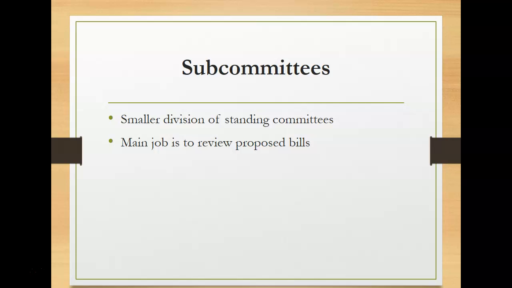Next, we're going to talk about subcommittees. These subcommittees are just smaller divisions of these standing committees. Their main job is to review any proposed bills that have been sent to them by these standing committees. And again, these subcommittees are separate. Okay, the subcommittees in the House are made up of members of the House, and the subcommittees in the Senate are made up of senators, members of the Senate. Okay, and these are also permanent committees. So we have our standing committees that are permanent, and we have our subcommittees that are permanent and separate for each house.